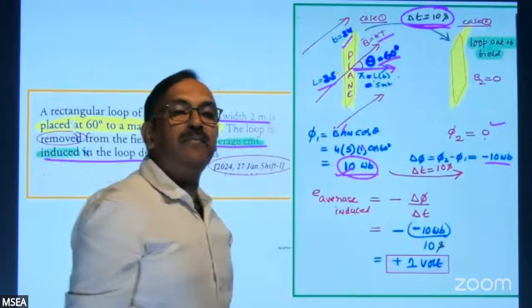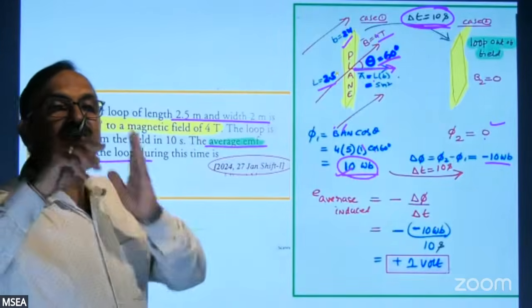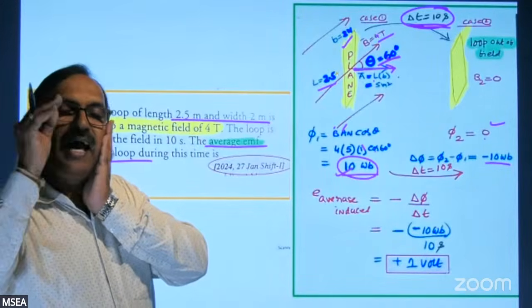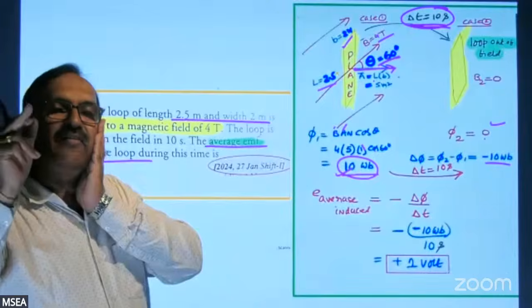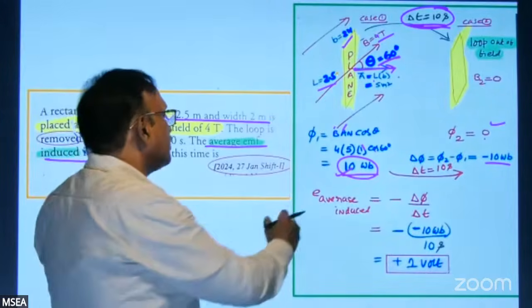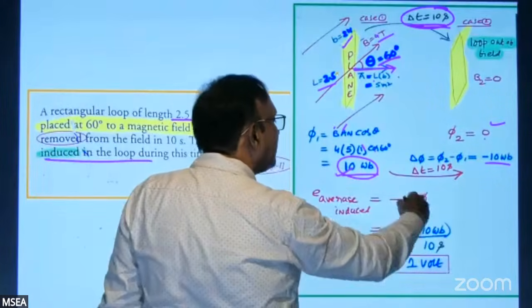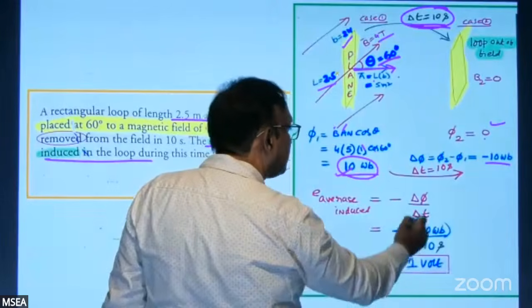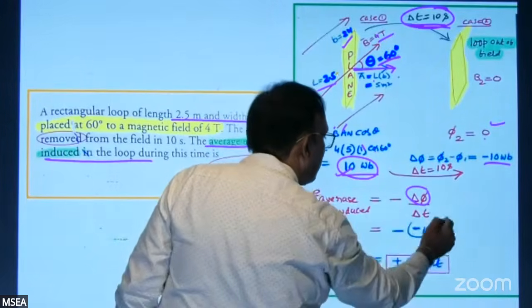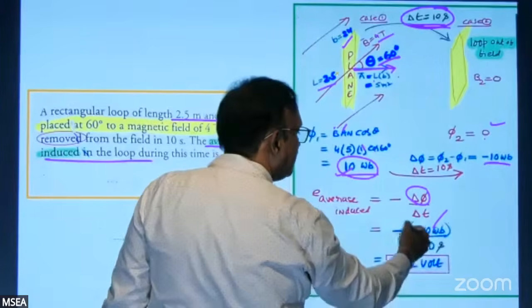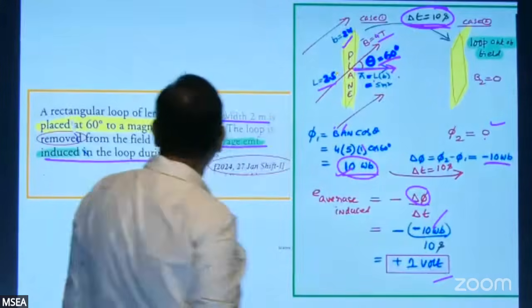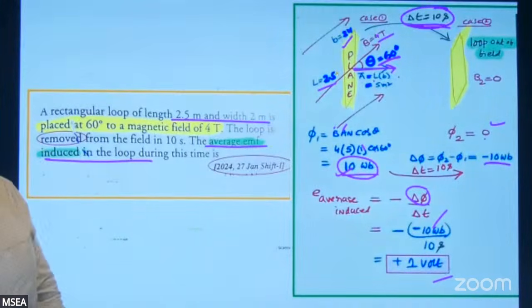What is the average EMF induced? Instantaneous EMF means d phi by dt. Average means delta phi by delta t, we discussed. So the average EMF induced is minus delta phi by delta t. If delta phi comes out to be minus 10 divided by time, then minus into minus comes out to be plus. So the answer is plus 1 volt.